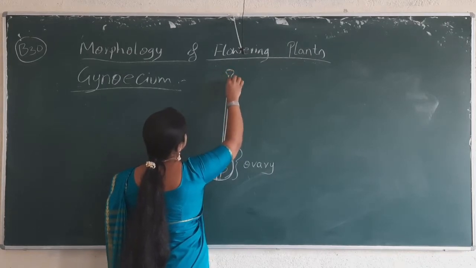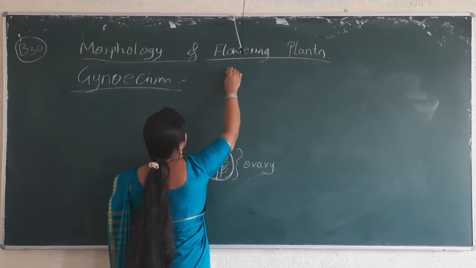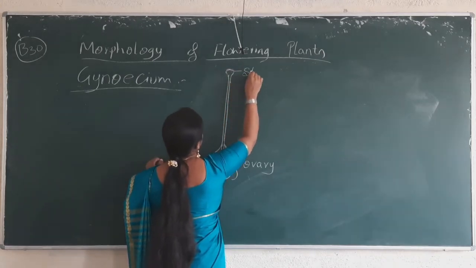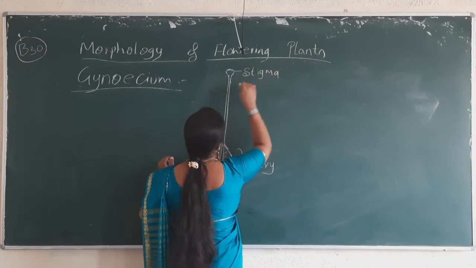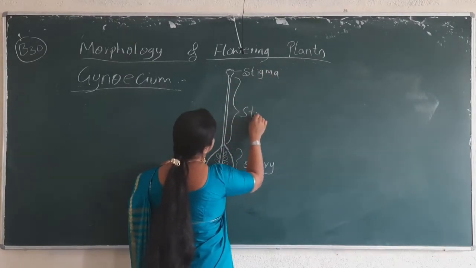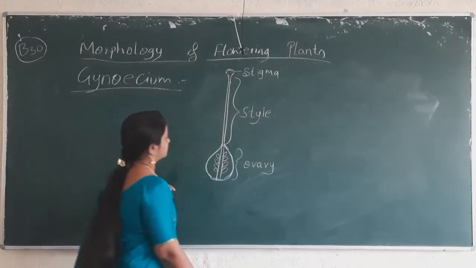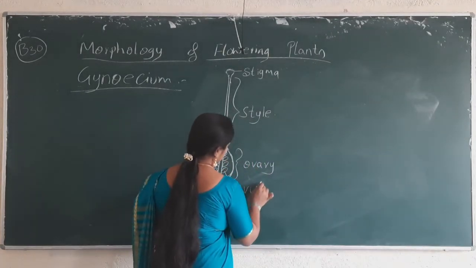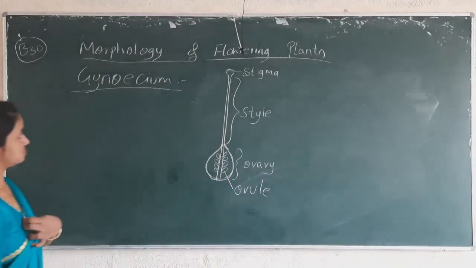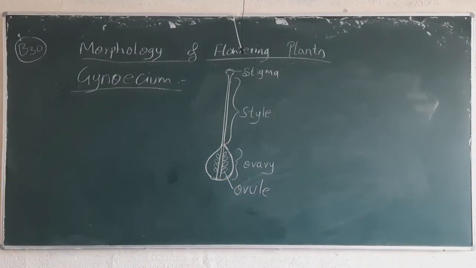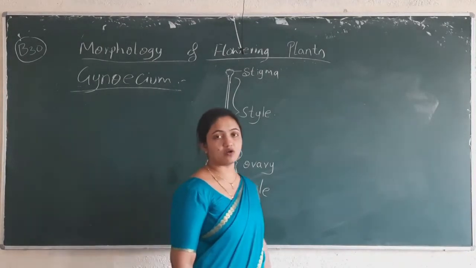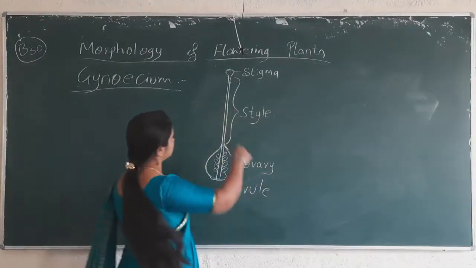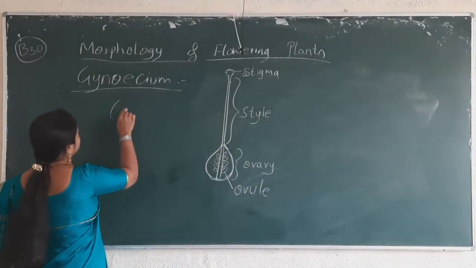Okay, so this is the stigma, style, ovule. So the gynoecium structure is on the board now. This gynoecium is a female reproductive organ made up of one or more carpels. So you can call this carpel.